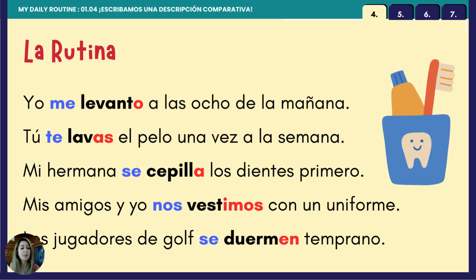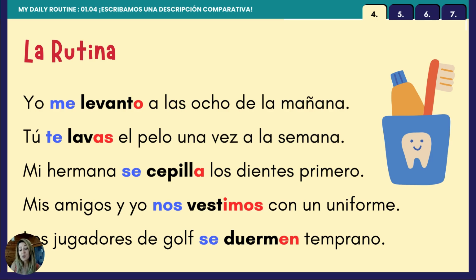Let's look at some examples. Yo me levanto a las 8 de la mañana. Tú te lavas el pelo una vez a la semana. Mi hermana se cepilla los dientes primero. Mis amigos y yo nos vestimos con un uniforme. Los jugadores de golf se duermen temprano.